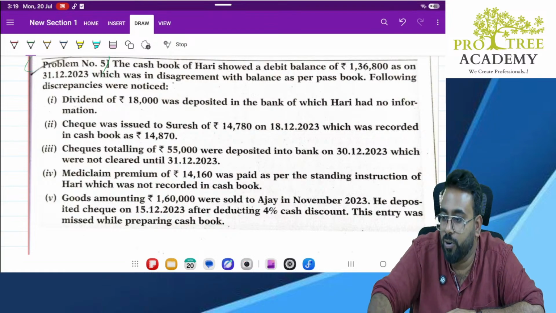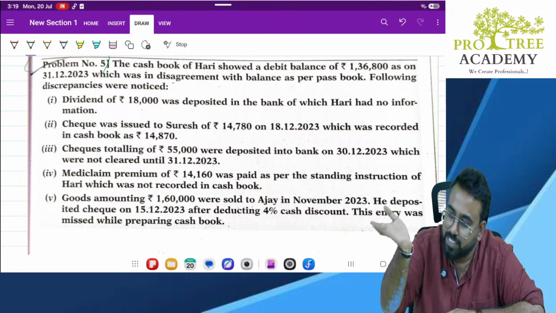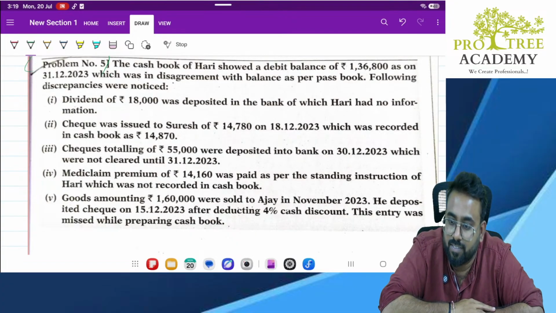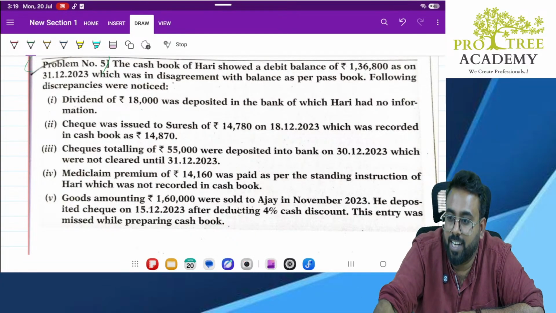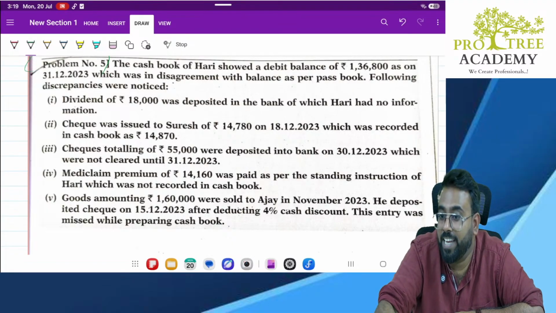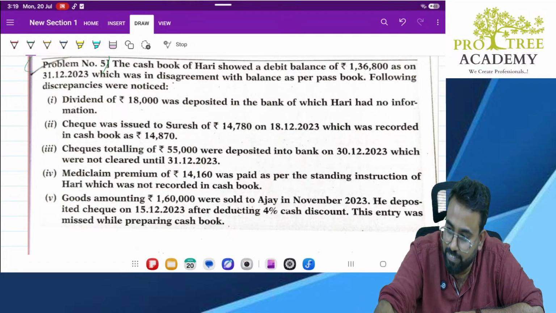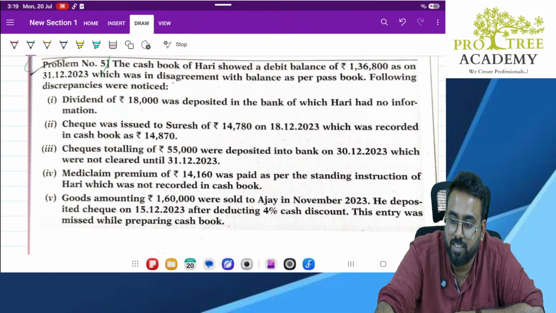So now what do I have to do? Whatever I have reduced, first add it back. Now reduce the actual number or net amount. If you are confused whether to plus or minus the net amount, first add back 14,870, then reduce 14,780, that's all. Anything is fine.